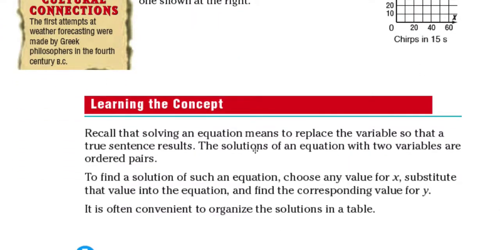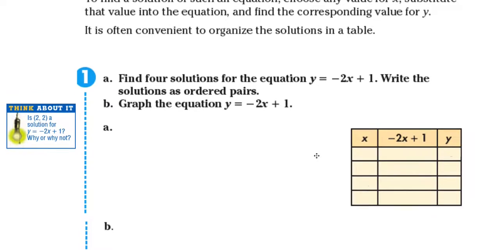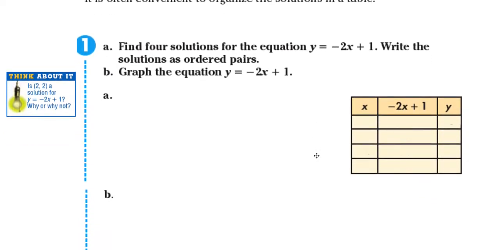So to find the solution of such an equation, choose any value for x, and again I say any, because it's any number. Substitute that value into the equation and find the corresponding value for y. How do you do this? Let's take a look at example number 1. A: Find 4 solutions of the equation y equals negative 2x plus 1, and write the solutions as ordered pairs. B: Graph the equation y equals negative 2x plus 1.